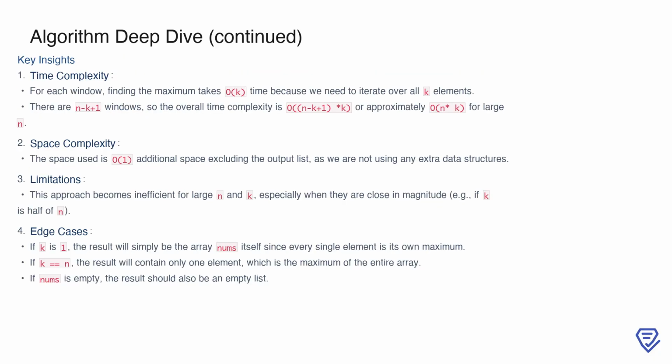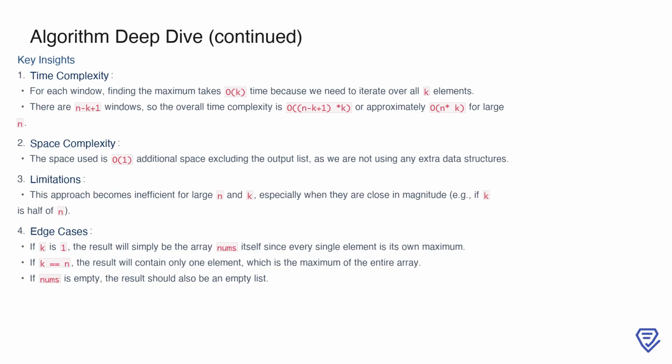The brute force approach has a clear limitation when it comes to efficiency. To understand why, let's analyze its time complexity. For each sliding window, we compute the maximum by iterating over all k elements, which takes k time. Since there are n-k+1 windows in total, the overall time complexity becomes O((n-k+1) * k).